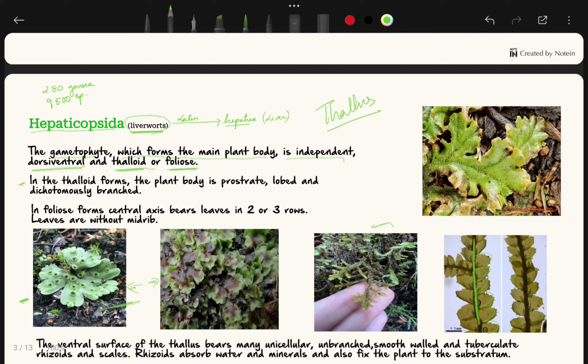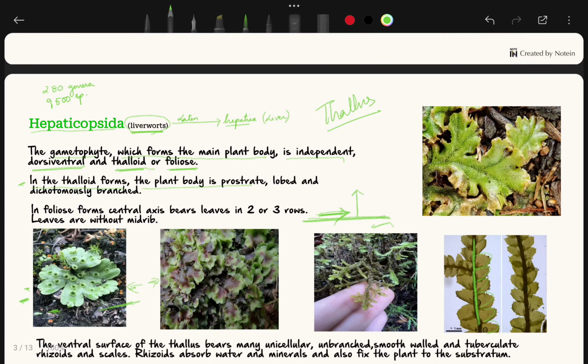And the next point is, in the thalloid forms, the plant body is prostrate, which means that the plant will grow flat on the ground. So if this is the ground surface, the plant will grow flat in this direction. The plant body will not grow in upright form, so the plant will always grow prostrate. So the plant is prostrate, it will grow flat on the ground surface.